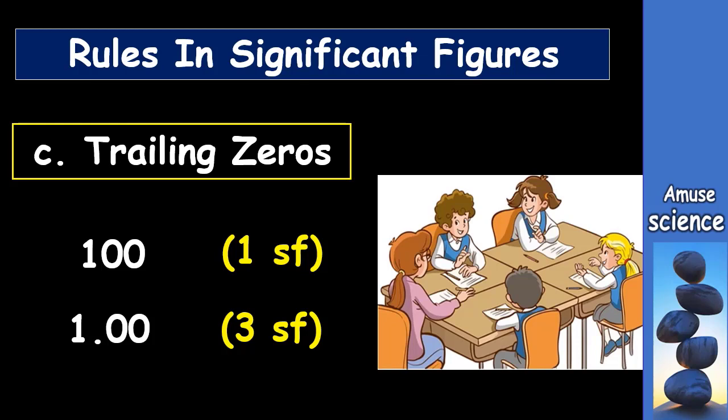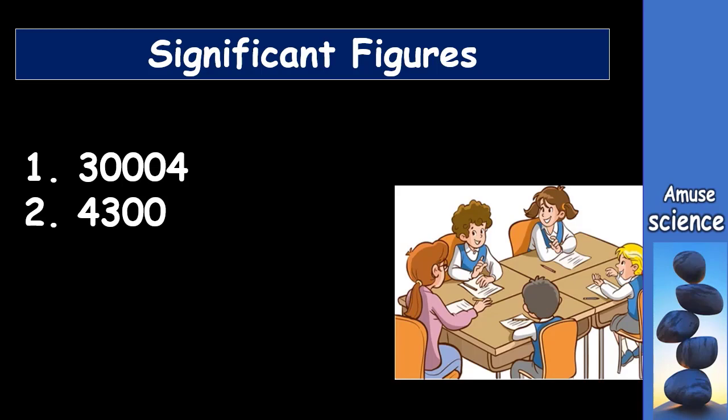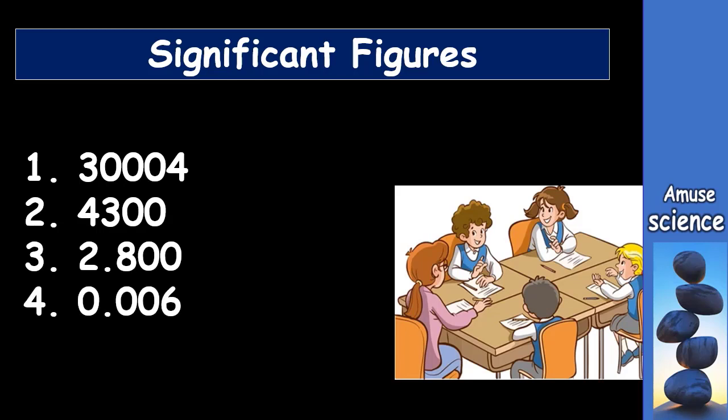Having had that, let's have these 5 numbers and let's determine the number of significant figures in them. 1. 30004. 2. 4300. 3. 2.800. 4. 0.006. 5.